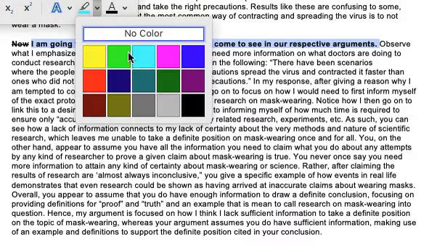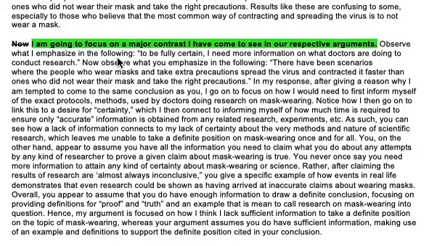Please remember that you need to use either neon or faded green. Observe what I emphasize in the following. To be fully certain, I need more information on what doctors are doing to conduct research. Now observe what you emphasize in the following. There have been scenarios where the people who wear masks and take extra precautions spread the virus and contracted it faster than ones who did not wear their mask and take the right precautions.